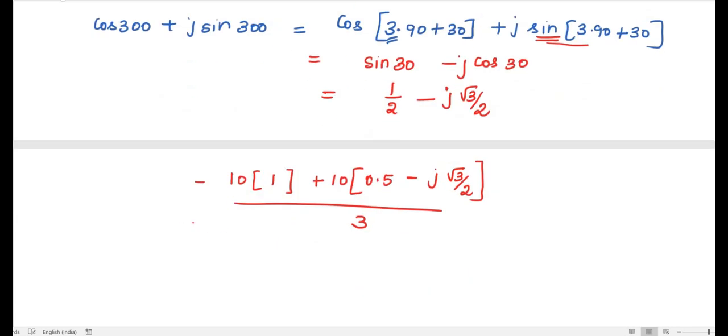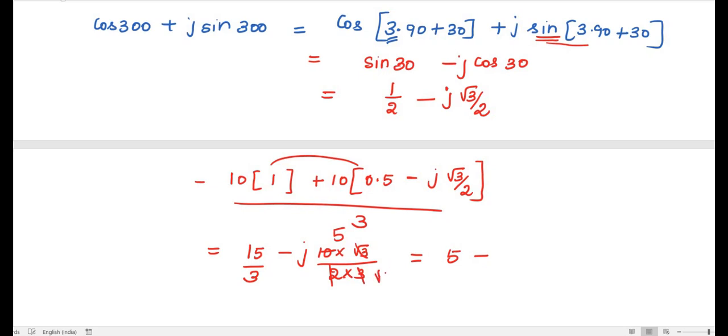And next step, 10 into 0.5, so 10 plus 5 is 15, minus j 10 into root 3 by 2, into 3. Have to divide the terms like this. So 5 minus j 5, here root 3 cancelled, so root 3, 3 consists of root 3 into root 3. So j into 5 by root 3. Okay, this is IA1. This is the rectangular form.